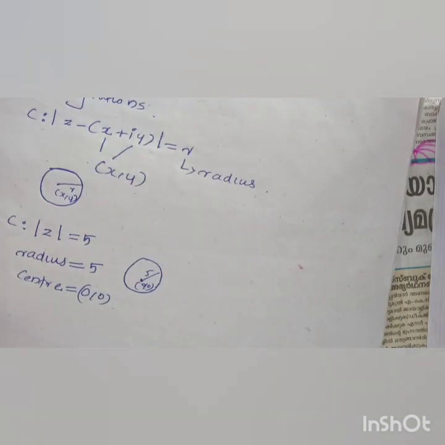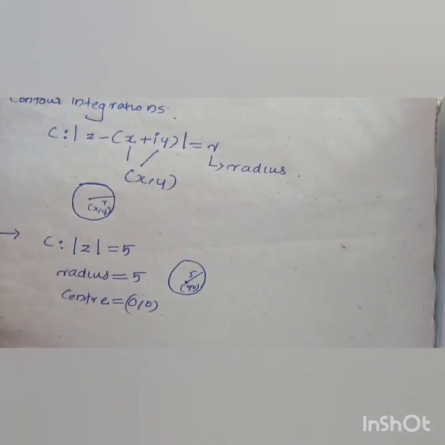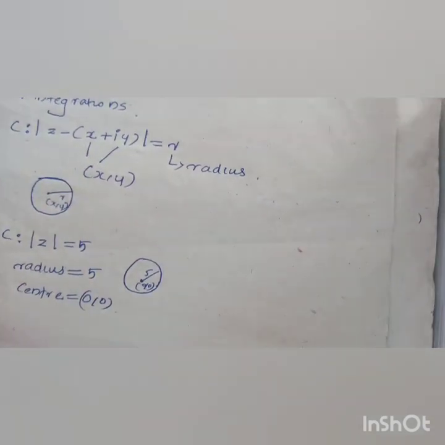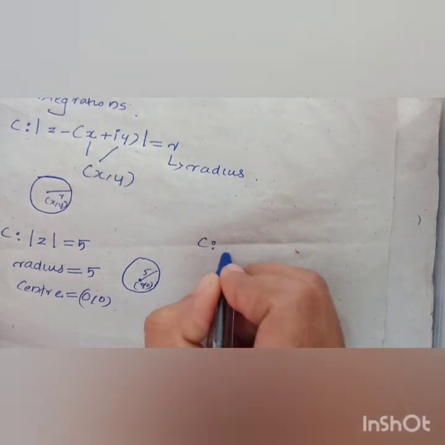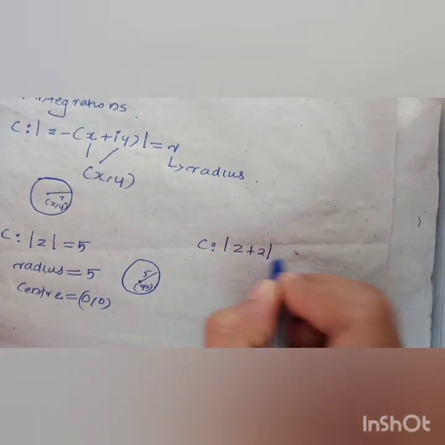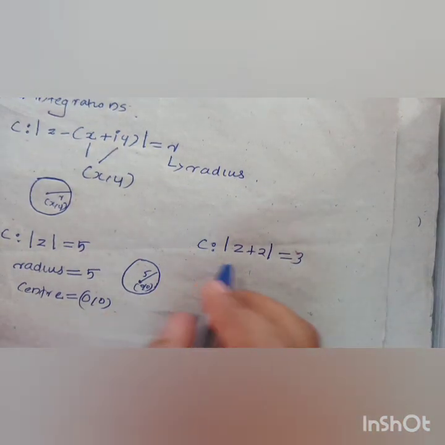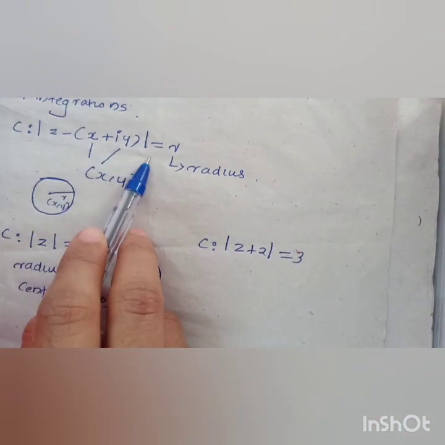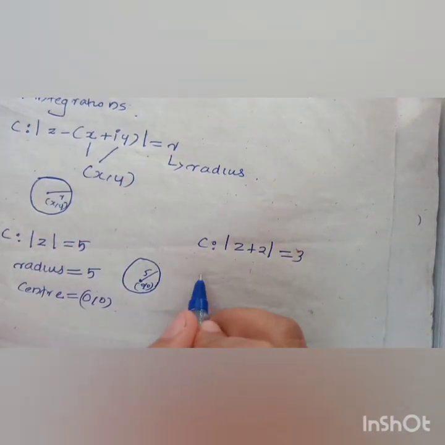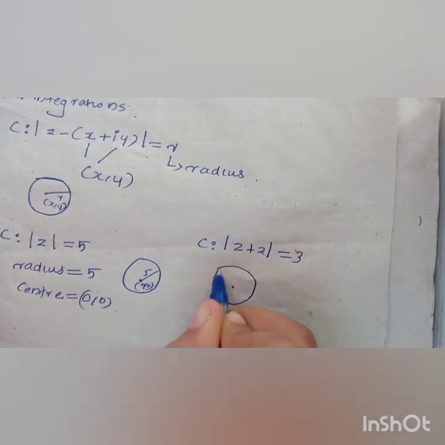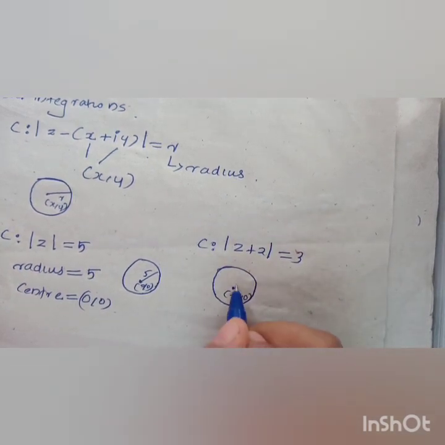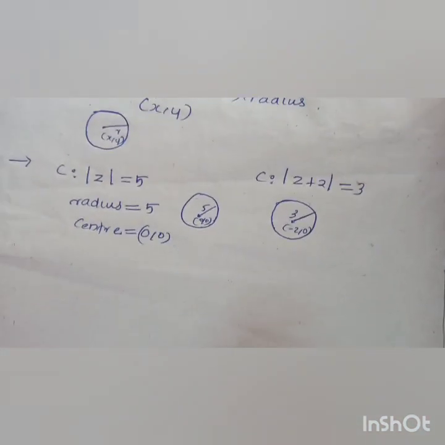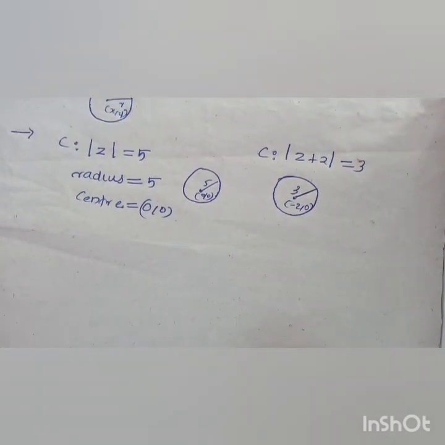And if you are given some curve C such that |z + 2| = 3, then comparing with the general form |z - (x + iy)|, you consider the center as (-2, 0) and 3 as the radius. Okay, so this is the general representation of a contour.